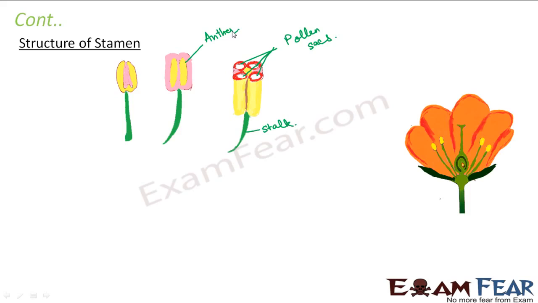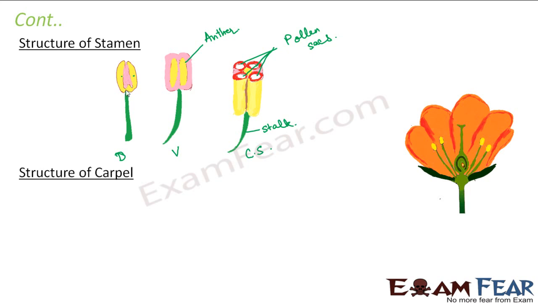Now on the cross section of the anther, you have 4 pollen sacs which contain the pollen grains. So this is the dorsal view, this is the ventral view, and this is the cross-sectional view. Now here you see some pink colored structure. So what is this? This is the connective tissue which connects the two lobes of the anther. So these are the two lobes of the anther, and they are connected by this tissue. So this was about the structure of stamen.